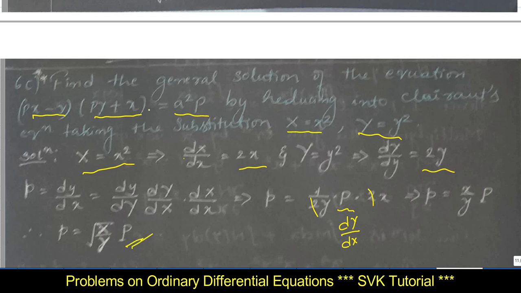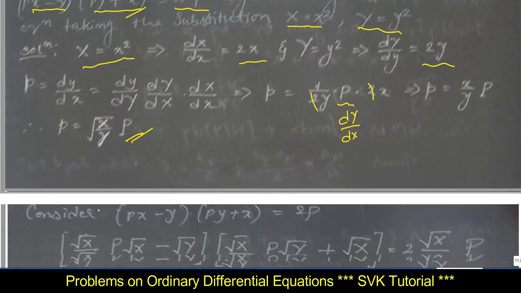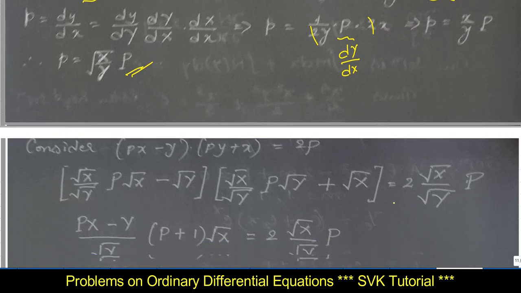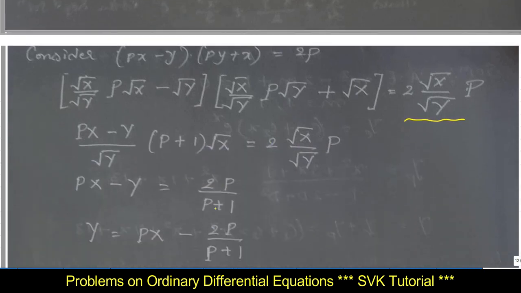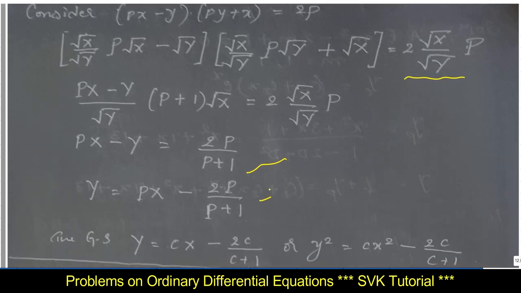Substituting this value in the given expression, we are going to get this expression. So simplifying further, I am going to get this expression. Then I am going to make this problem in standard form, y equal to px plus f of p. This is the standard form. Then replace p by c, we are going to get the required result, that will be the Clairaut's equation.